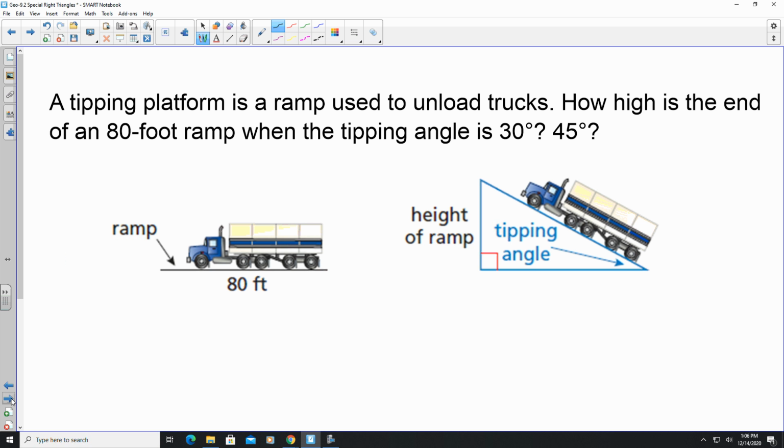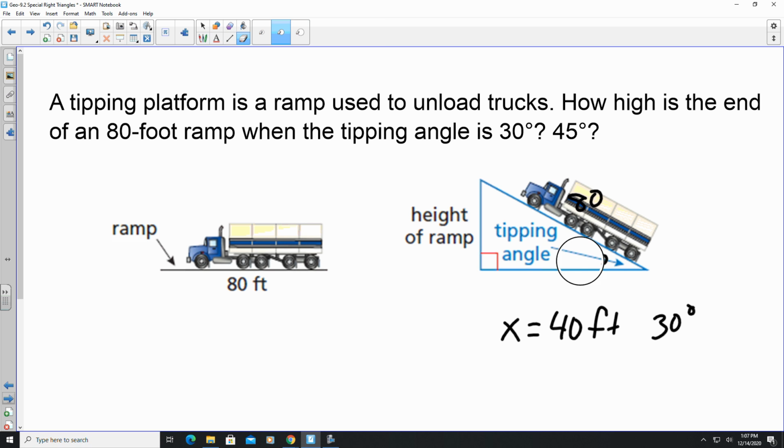Here it says a tipping platform is a ramp used to unload trucks. They want to know how high is the end of an 80-foot ramp when the tipping angles are 30 degrees and 45 degrees. First, let's look at 30 degrees. Like I said, this is the value of x. We know that this is going to be 80 the whole time. If you recall, this is 2 times the value of x. So that means x is going to be 40 feet for 30 degrees.